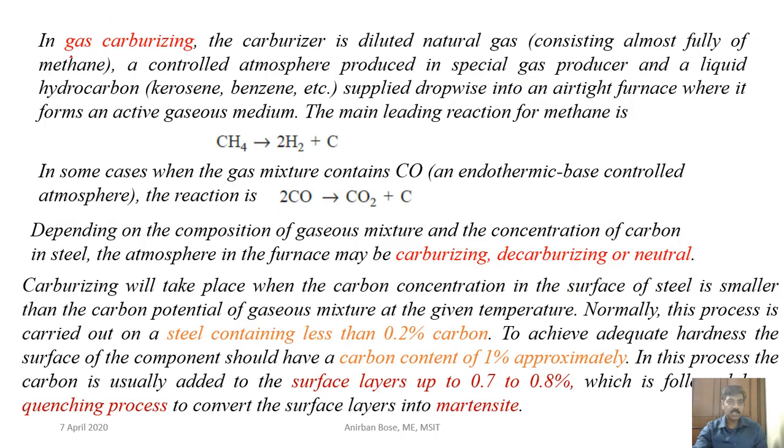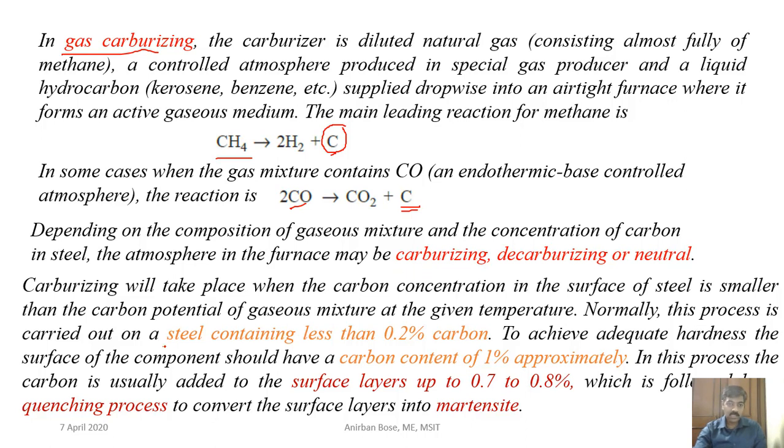In the case of gas carburization, as I have told you, some hydrocarbons are used, maybe methane, butane, or some other kinds of hydrocarbons, and by dissociation again carbon can be produced, or some producer gas having carbon monoxide can also be used to produce the carbon atoms. These carbon atoms ultimately diffuse and case harden, and this hardness depth is called the case depth. That is why this is called case hardening.